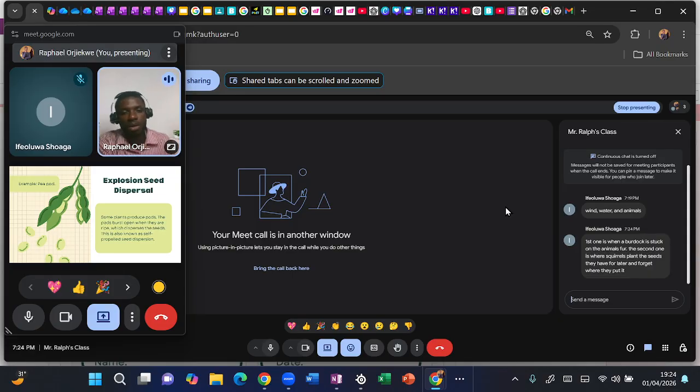Okay, great. Well done. When the bur is stuck on the animal fur, that is the exterior. Good. The second one is where squirrels plant the seeds they have for later and forget where they put them. That's awesome. How about the third one? I forgot about the third one.